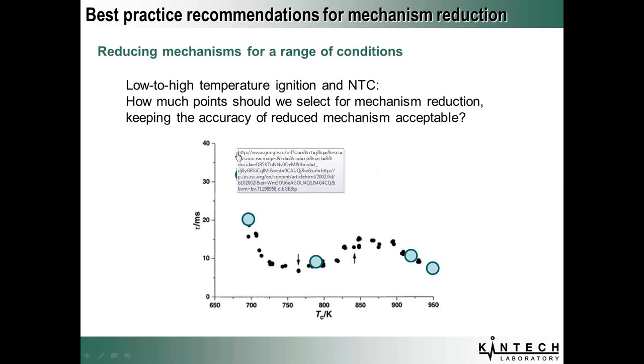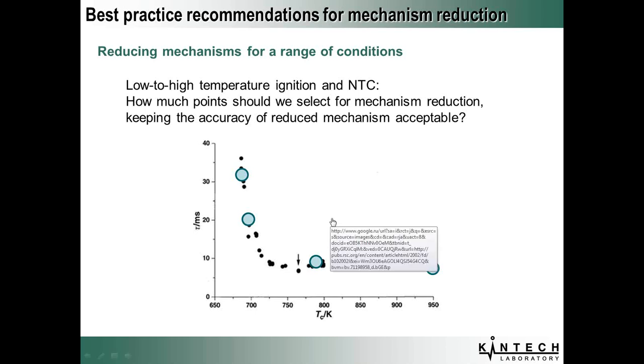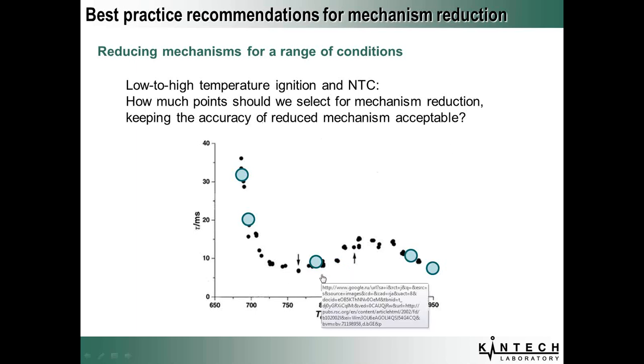Then, in every range of the conditions, you need to get just 1 point. For example, this one, and this one for 3 ranges of the conditions. And then you need to generate reduced mechanism in this point, in this point, and this point. Then if you unite these mechanisms, you should get, let's say, a final reduced mechanism which describes well the whole curve of the ignition delay time as function of the temperature in this example. Or it could be another curve in your system.